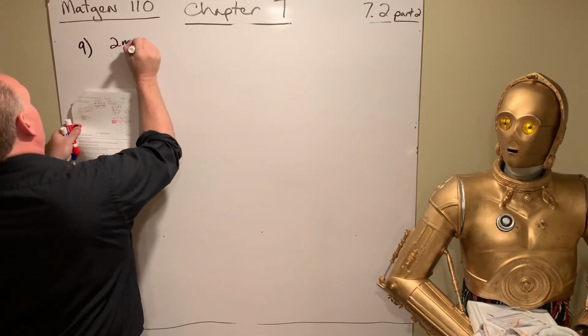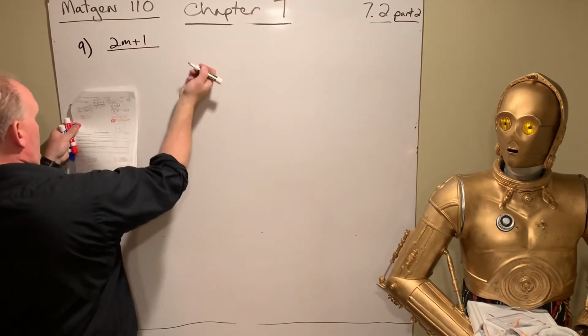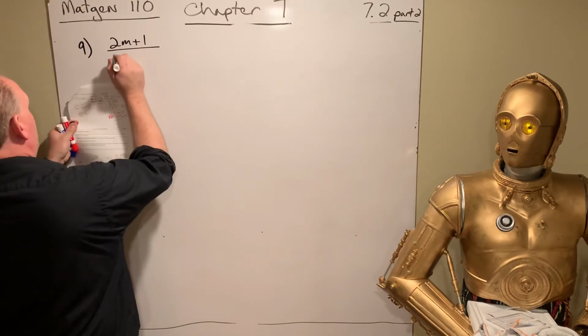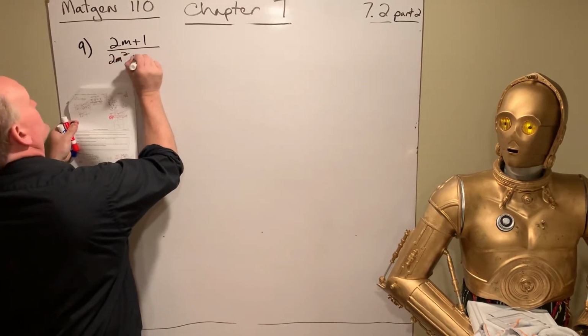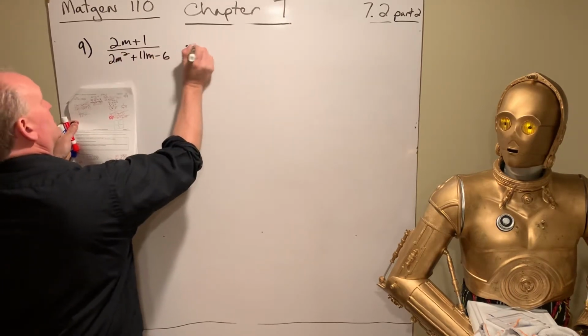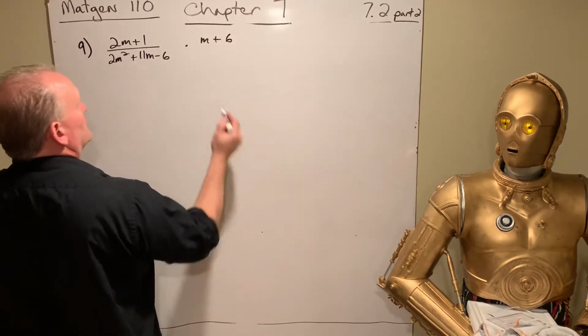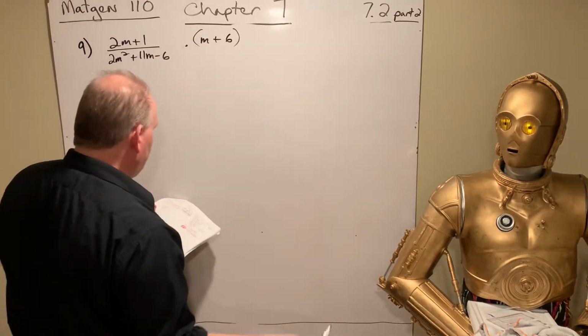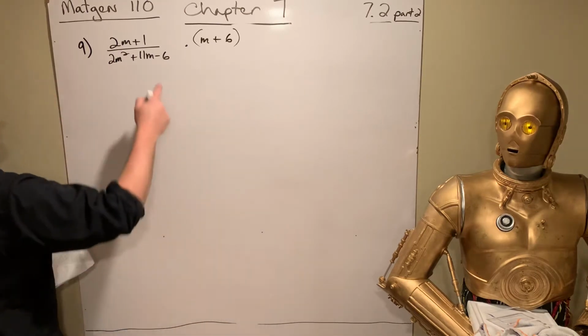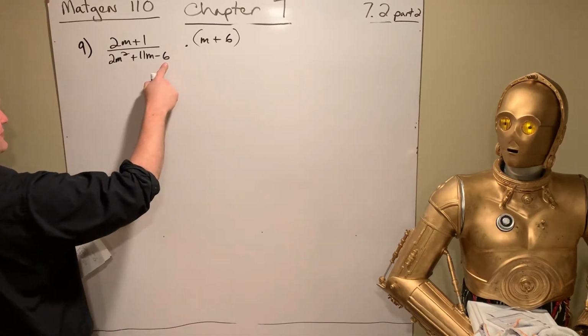We got 2m plus 1. This is number 9 on page 5 of the note packet. M squared plus 11m minus 6 times m plus 6. So look at what's going on here. We have parentheses there, more or less. This one is tougher.